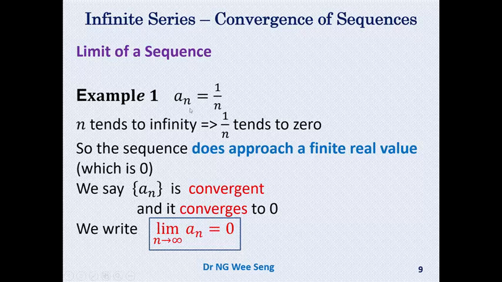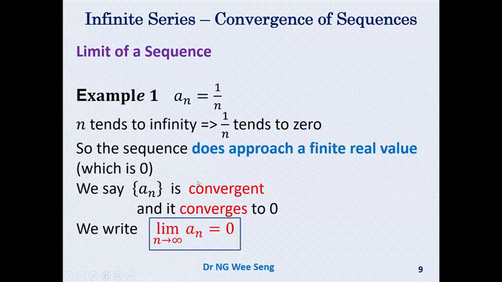Example 1 is a very simple sequence. An is 1 over n, the reciprocal of positive integers. When n tends to infinity, meaning n becomes very large, it's obvious that 1 over n will tend to 0, because 1 over n will become very small. So this sequence does approach a finite real value, which is 0 in this case.